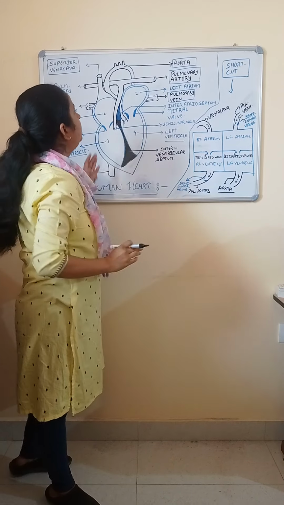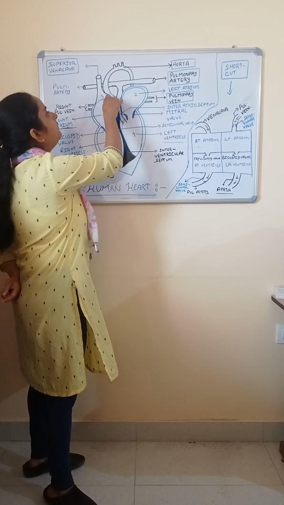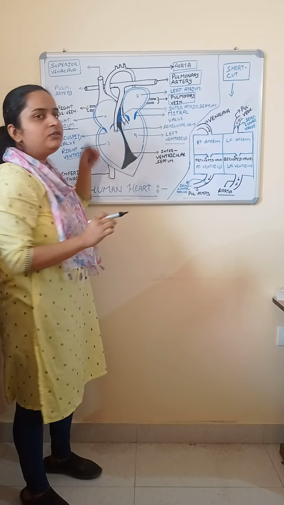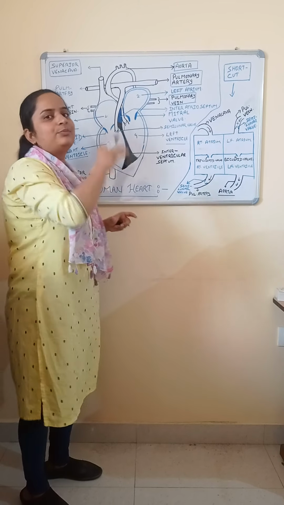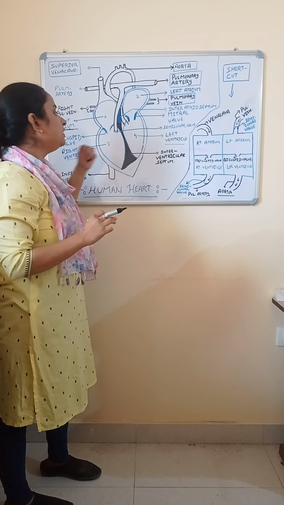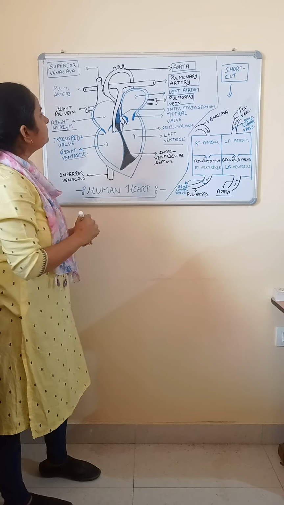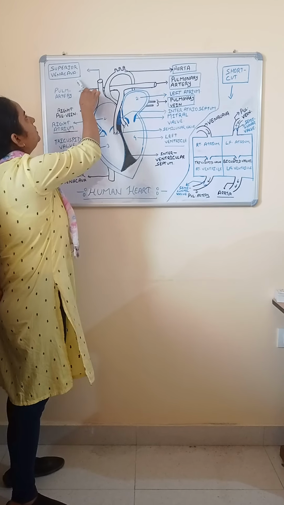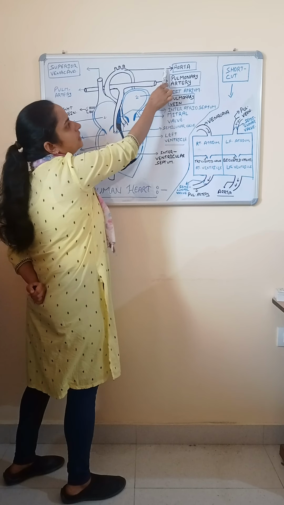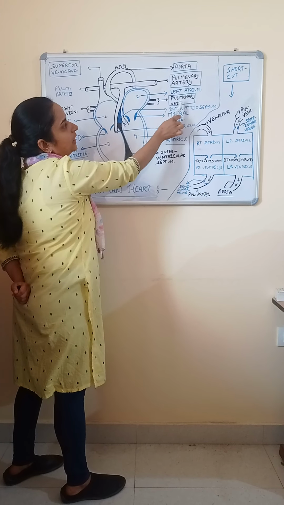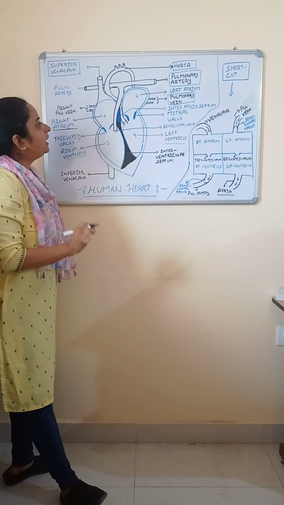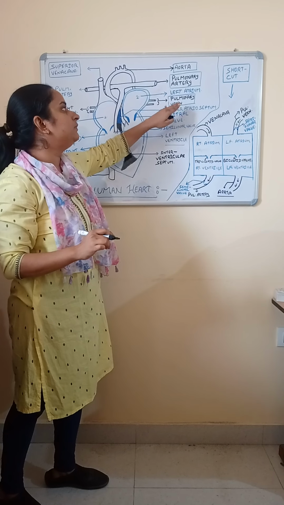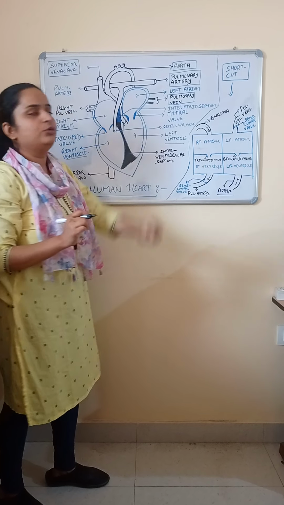Along with this, we have blood vessels. The blood vessels have the function of receiving blood from our body and supplying blood from the human heart. Okay. So, we have 4 major blood vessels. The first is the superior vena cava, second is the aorta, third is the pulmonary artery and fourth is the pulmonary vein.